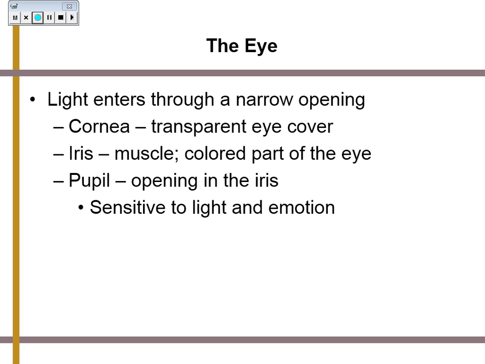Next, you have the iris. The iris actually is a muscle that contracts. This muscle contracts to decide the amount of light that is let into the eye. It is the color part of your eye. The color part of your eye is actually a muscle.